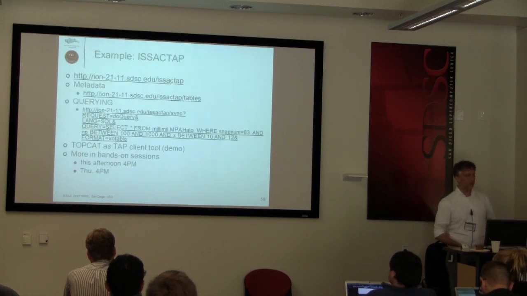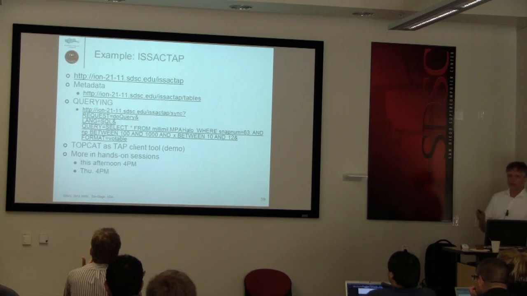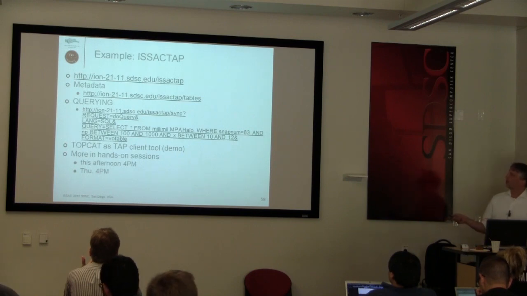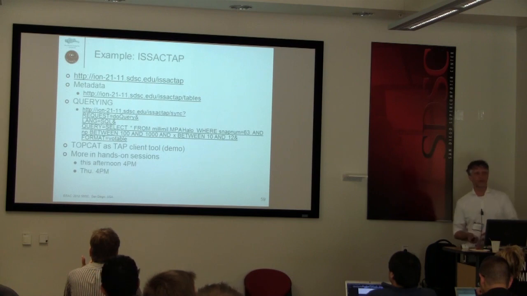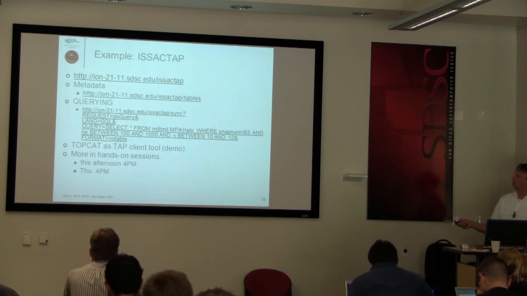So the example will be what we call ISACTAP. This is what we'll be working with this afternoon and Thursday. So this is the URL. I won't demo this now. If you click on this link, then you get all the tables back, etc. You could query just by sending the parameters on the URL strings. So you can just attach them. That works here. So here you have the query, select star from Millimil, MPA halo, blah, blah, blah. And I say here that the format that I want to have is a VOTable.